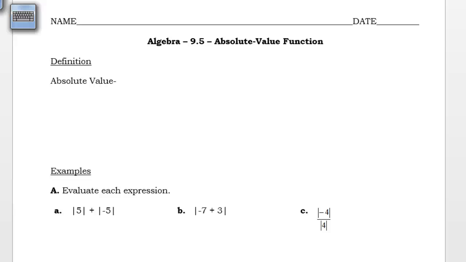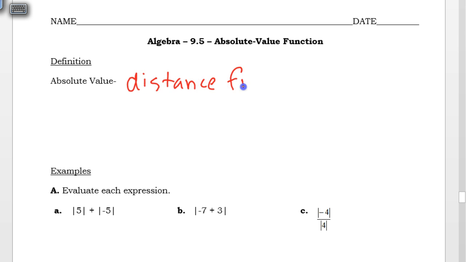This is Algebra Lesson 9.5. We're going to talk about the absolute value function. Absolute value is defined as the distance from 0. So, the symbol for the absolute value is two bars that go around a value.